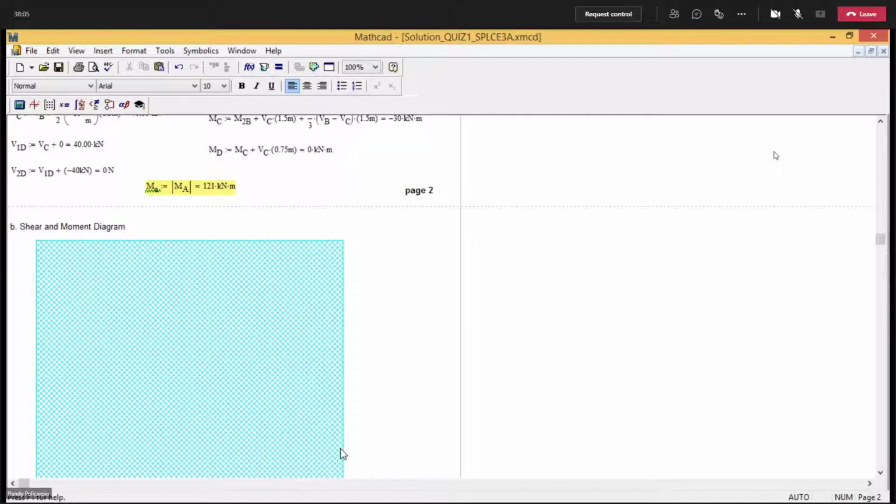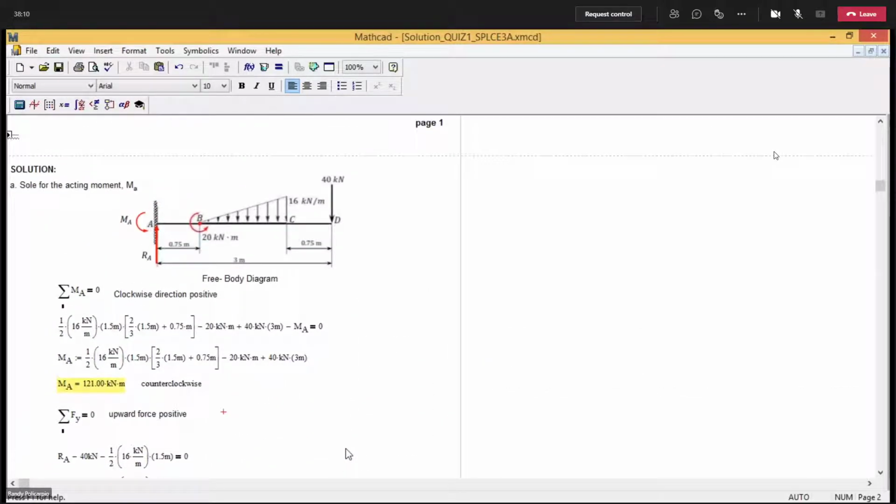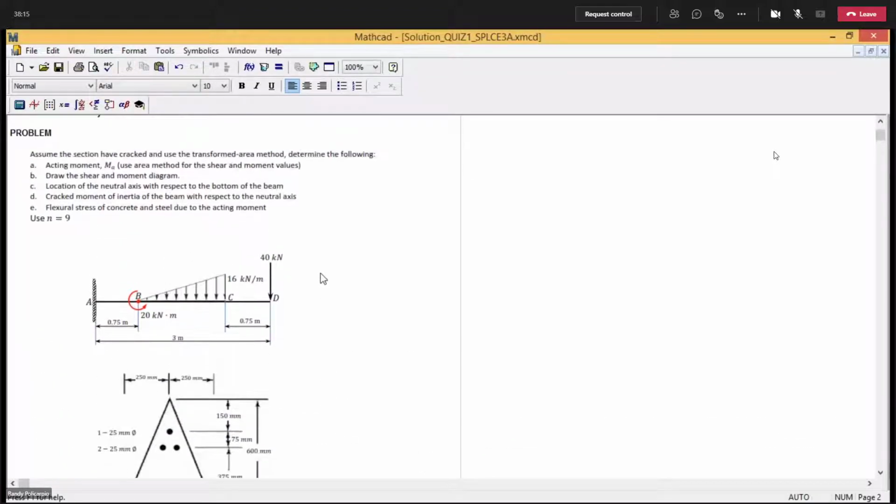So these are A and B requirement in your problem, no? So kung titignan natin yung problem natin, yan, no? A and B. So the next requirement is location of the neutral axis with respect to the bottom of the beam, then crack moment of inertia. So without the location of your neutral axis, hindi mo masosolve to. Similarly, ganun din sa flexure. Hindi mo rin makukuha yung tamang flexure without knowing kung asan yung neutral axis mo.